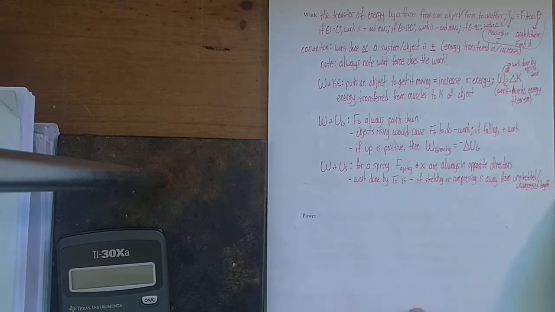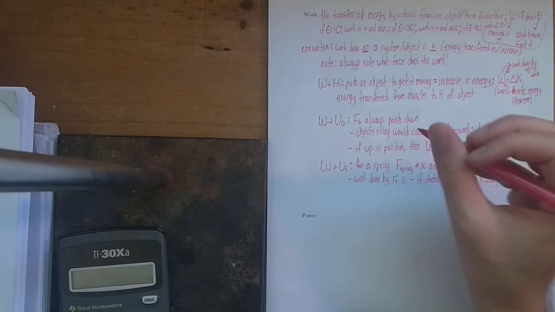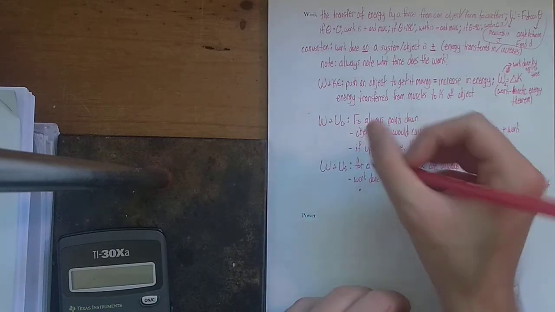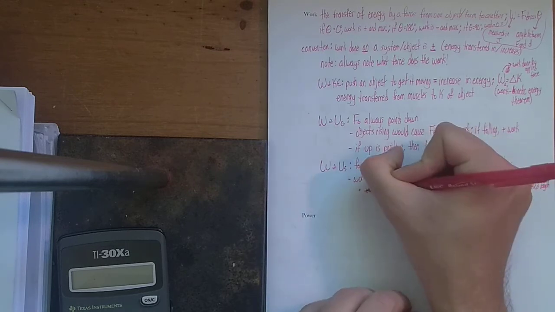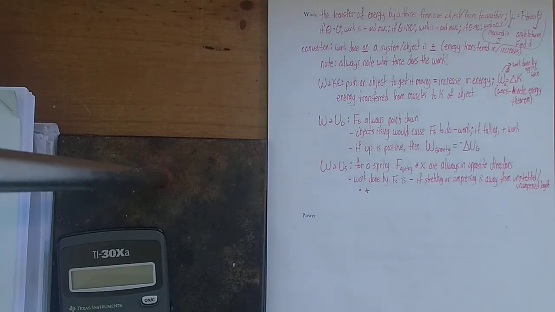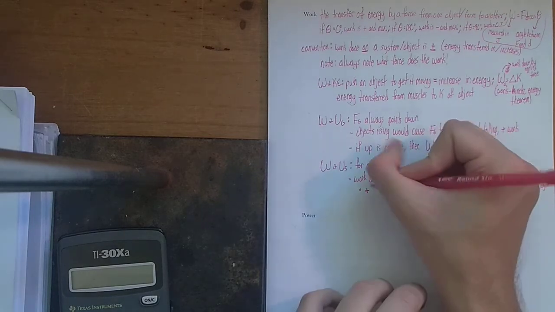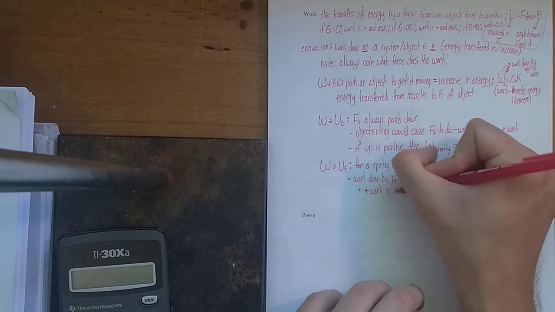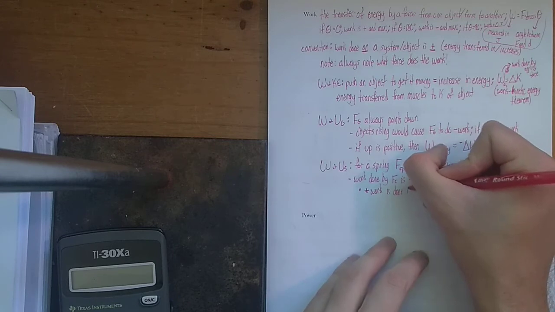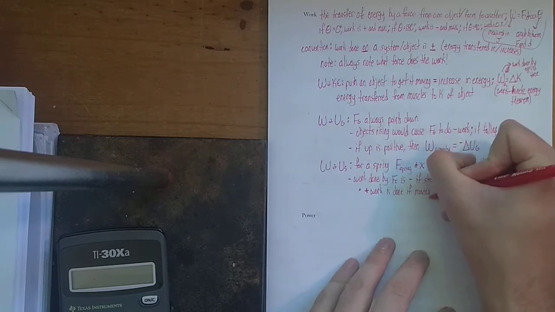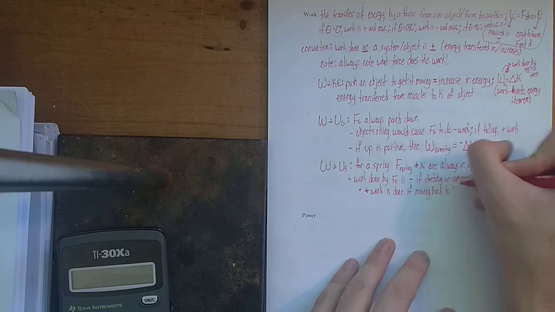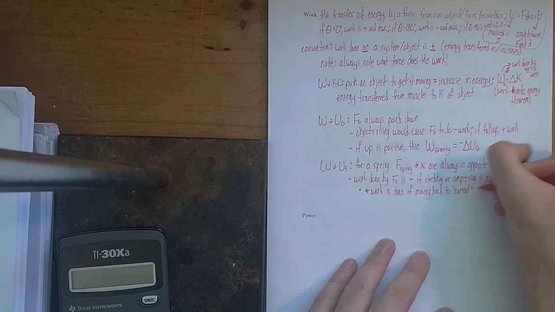So what that really boils down to is if you're taking a spring and you're compressing or stretching it away from what its normal length is under no forces, then the spring is doing negative work. If, on the other hand, the spring is moving back towards its unstretched or uncompressed length, then positive work is done. Back to the normal length.